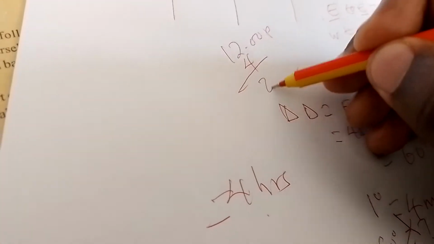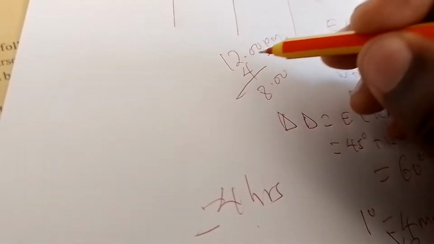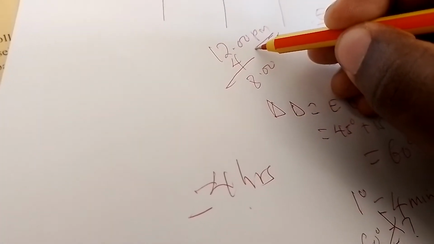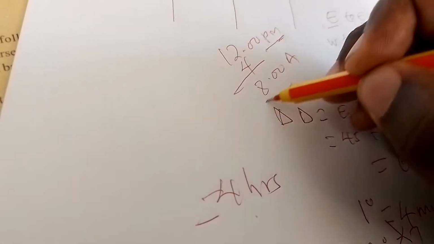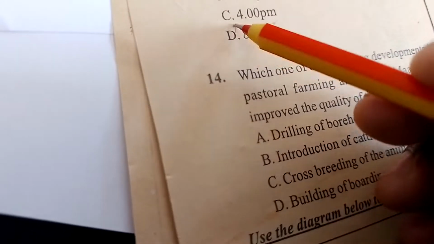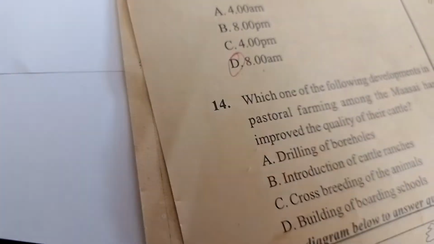I'll land at 8:00. Remember, this one was p.m., so from 12 noon, if you subtract, you will be at a.m. So the answer here becomes 8:00 a.m. The answer is here, 8:00 a.m.